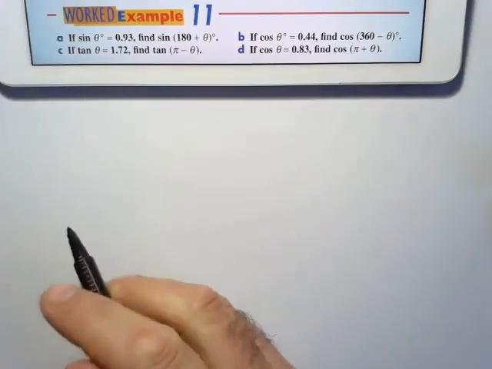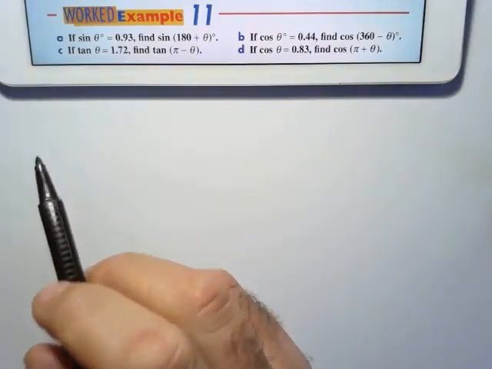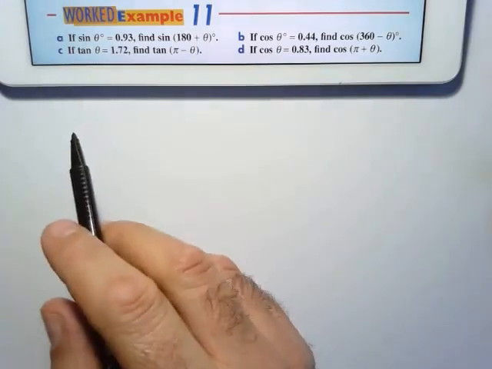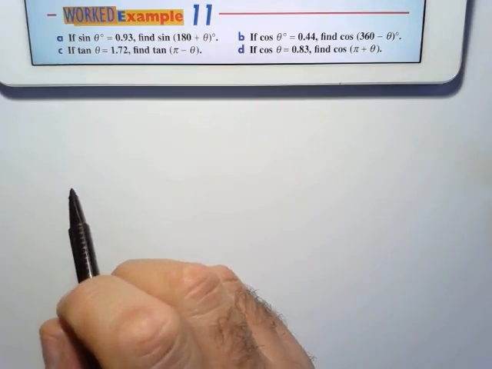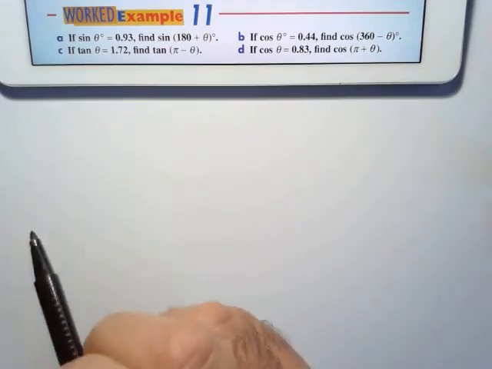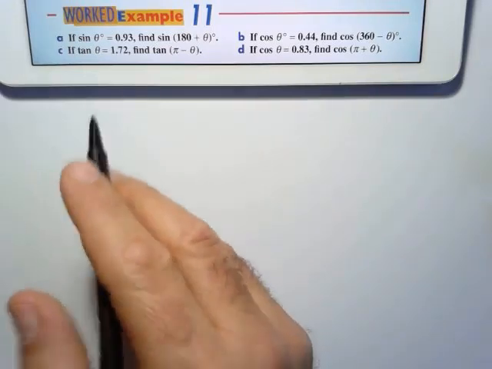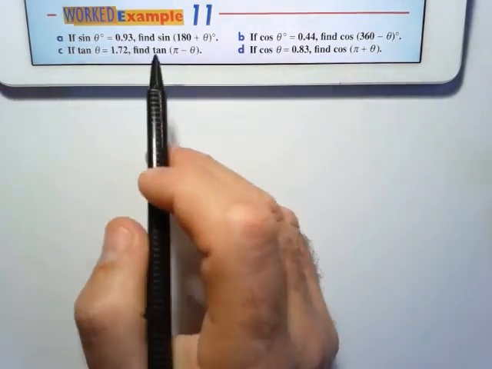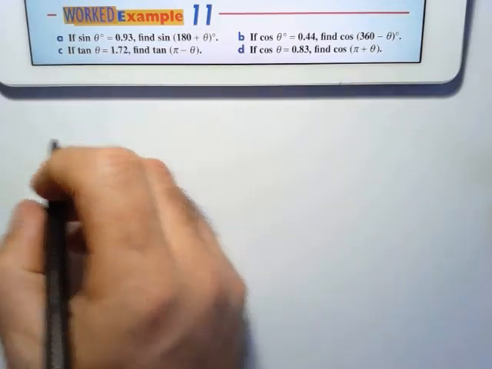Again, I say it in every video from now on. With these questions, it's very important that you show your working, and everything that I show is what you need to show to get full marks. They say if sine theta equals 0.93, find the sine of 180 plus theta.